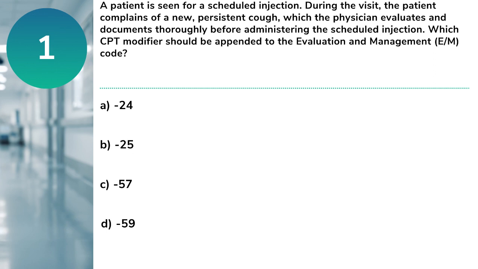Question 1. A patient is seen for a scheduled injection. During the visit, the patient complains of a new, persistent cough, which the physician evaluates and documents thoroughly before administering the scheduled injection. Which CPT modifier should be appended to the evaluation and management E/M code? A. -24. B. -25. C. -57. D. -59.